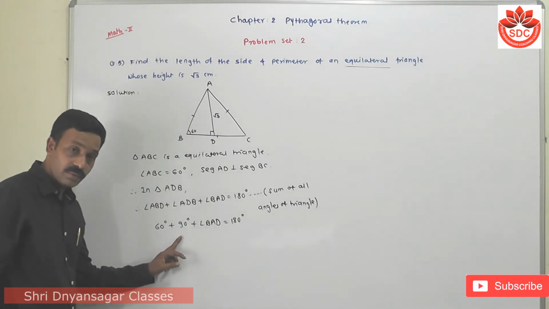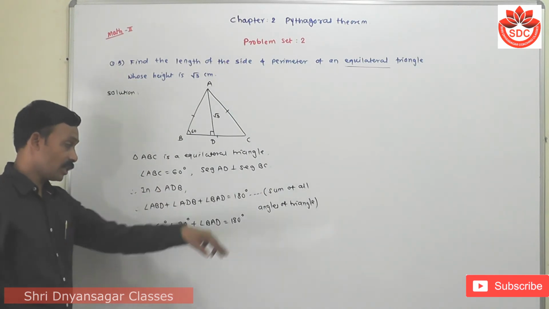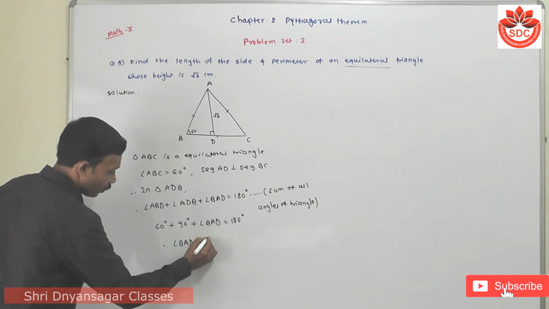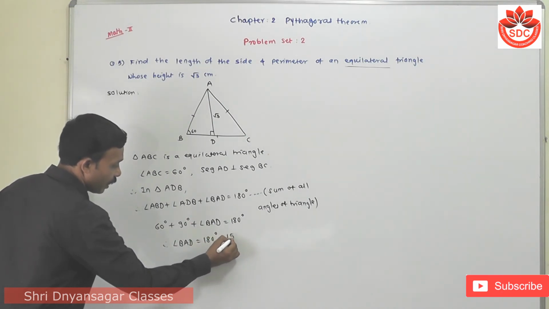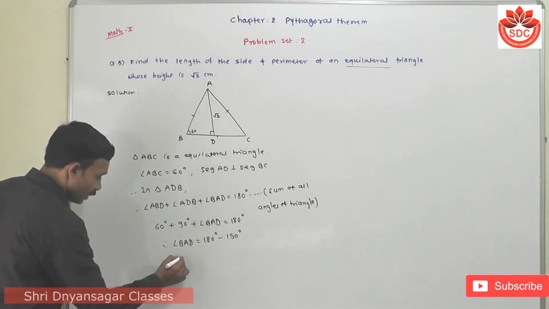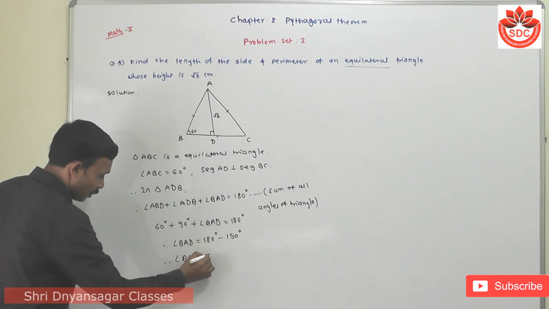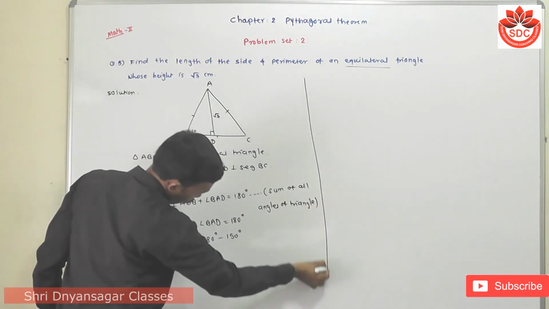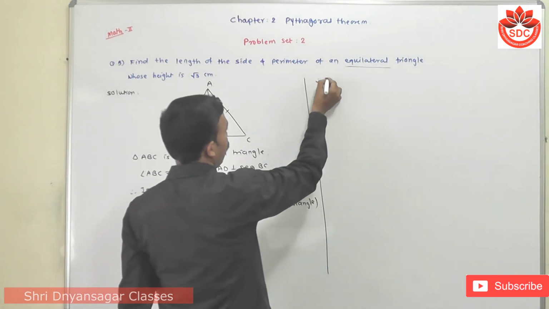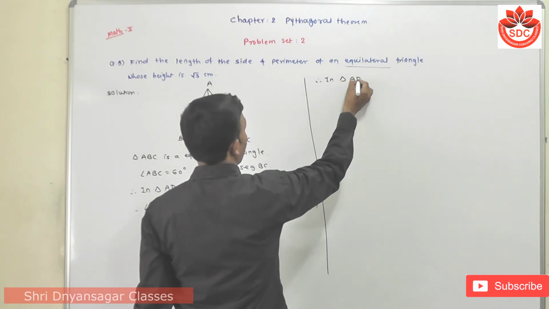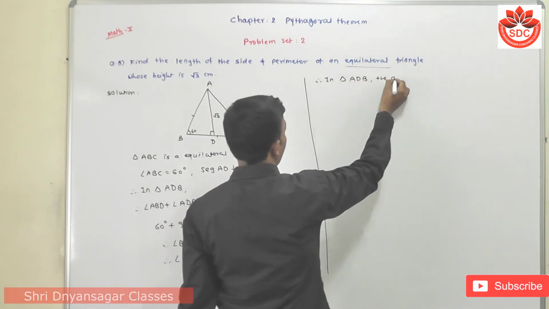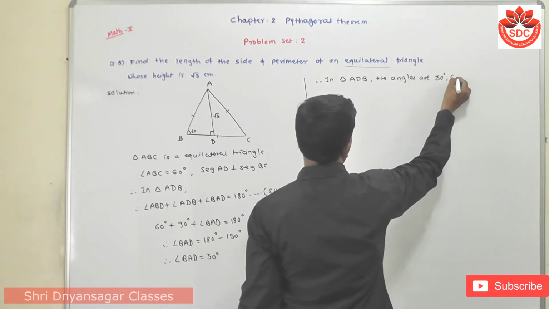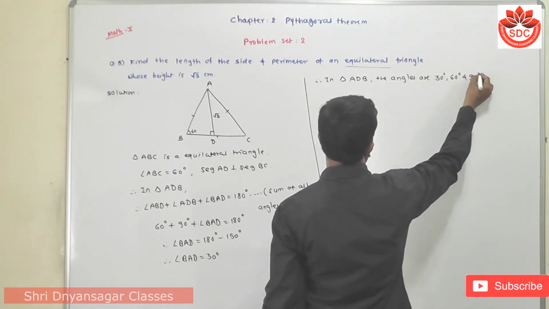Addition of these two is 150. Directly I have to transpose to this side. We get that angle BAD is equal to 180 degrees minus 150 degrees. The subtraction is 30 degrees. Means that in this triangle ADB the angles are 30 degrees, 60 degrees and 90 degrees.